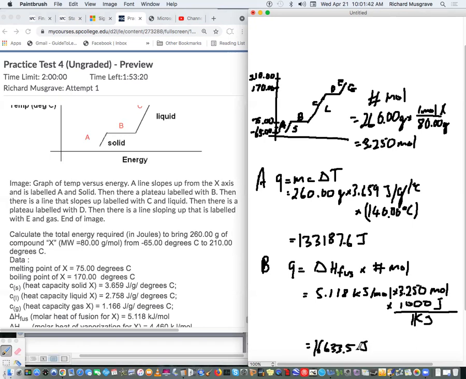All right, let's see how you feel about A and B. How do you feel about A and B? 5, 4, 3, 2, 1. Okay, any questions?